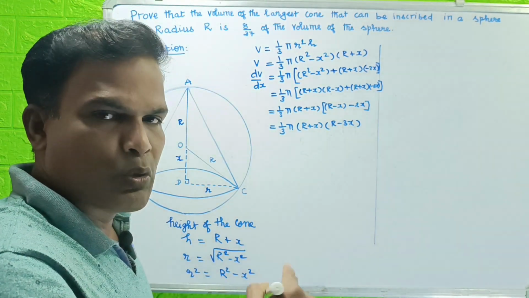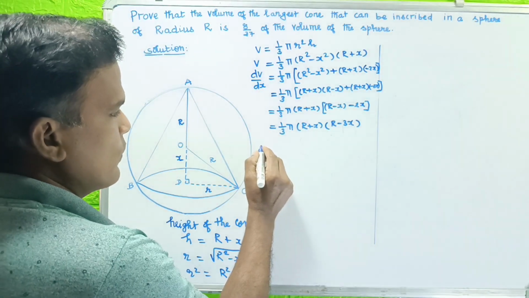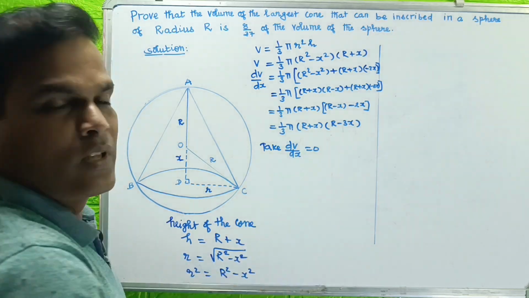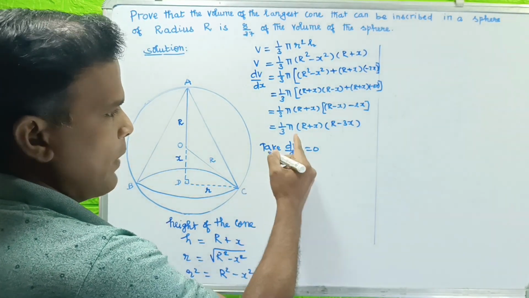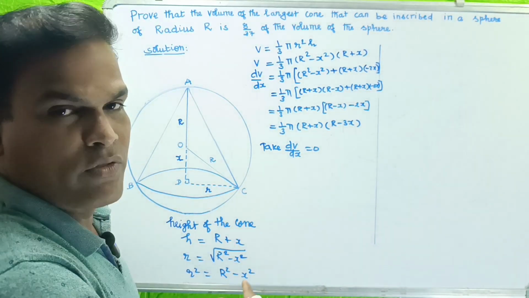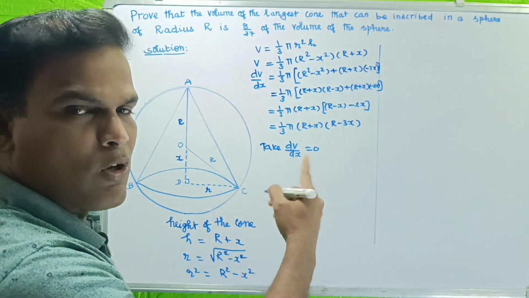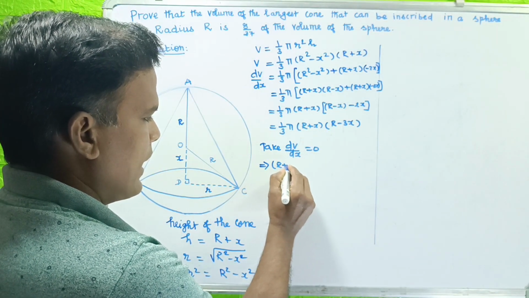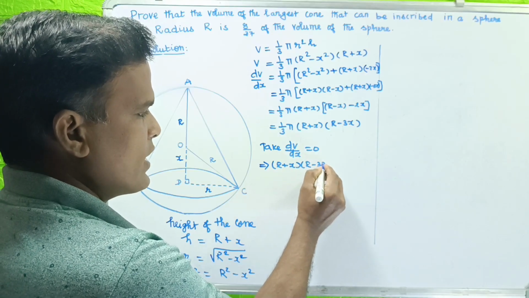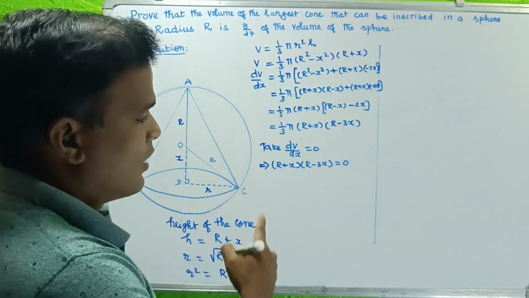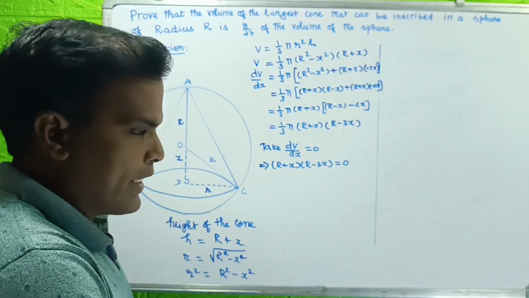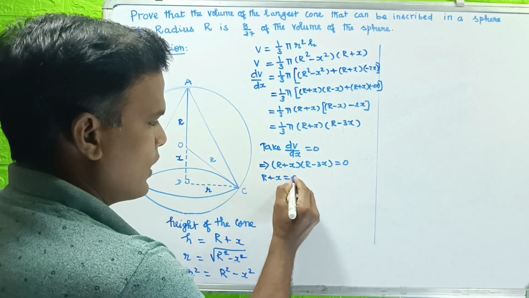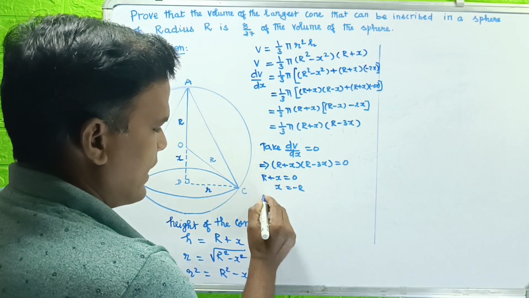Take the first derivative to 0 to find the critical values. So take dV by dx equal to 0. So what will happen? 1 by 3 pi into R plus x into R minus 3x is equal to 0. But 1 by 3 and pi are both constants, so they cannot be 0. So R plus x into R minus 3x is equal to 0. Product of any two terms being equal to 0 means either the first term equals 0 or the second term equals 0. So R plus x equal to 0 implies x is equal to minus R. It is impossible.